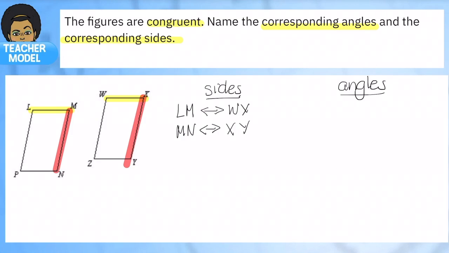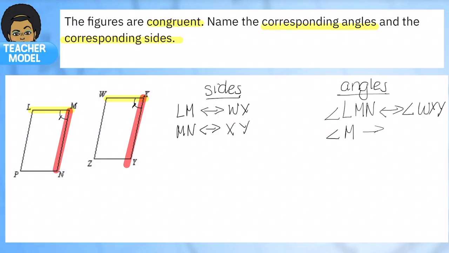Okay, now let's try also with angles. And again, take a look at the angles, and I see acute angles and obtuse angles. So again, positioning helps. I'm actually going to name this angle here. Between the two lines, I can see they match. So let's name them. Angle LMN corresponds to angle WXY. I might see some kids write it this way. Angle M corresponds to angle X.